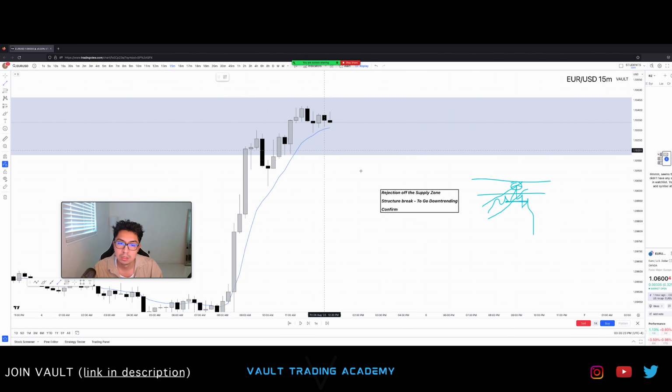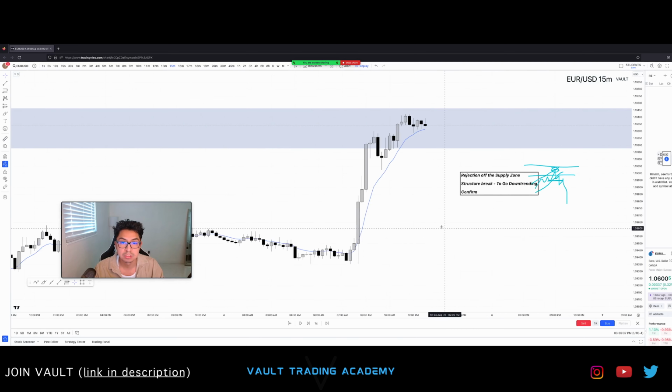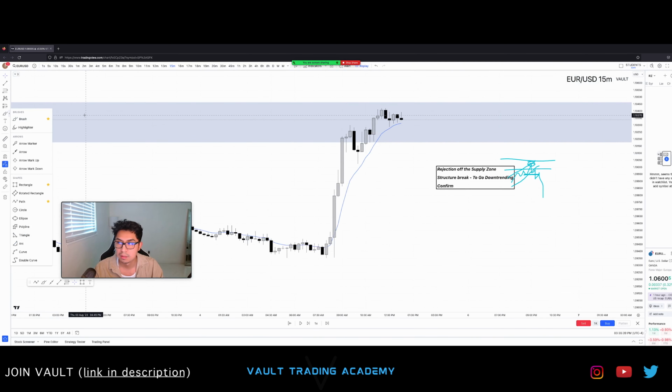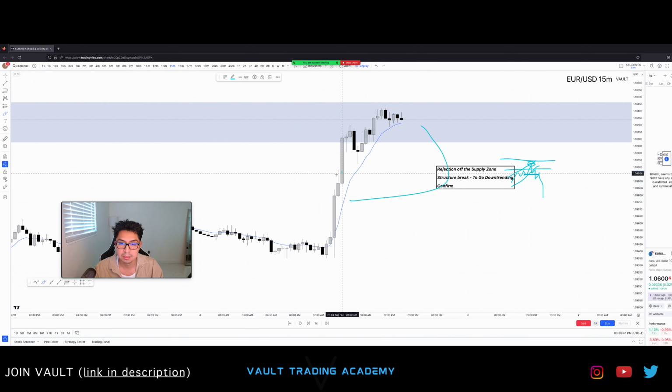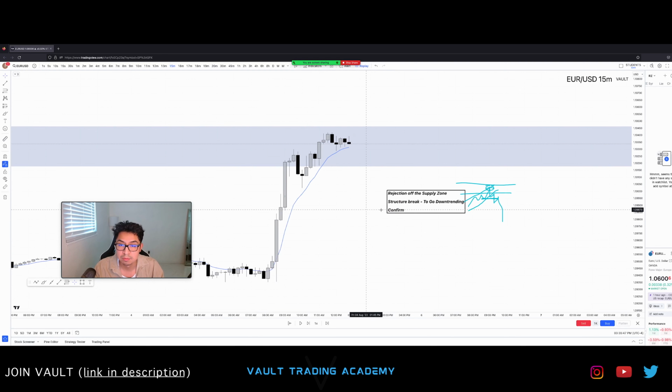So we have one, structure broken, two, rejection off the supply zone, because we see multiple rejections right inside this supply zone. But we want to see how we can look for a downtrend again to mitigate the imbalance that leads in here, right? Just like that. So in this case, we're just testing our system, testing our strategies to see if we can prove that it works, right?